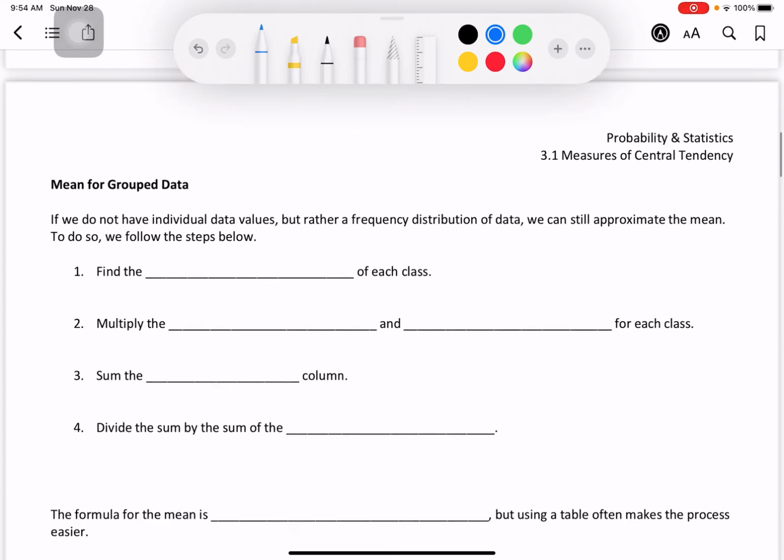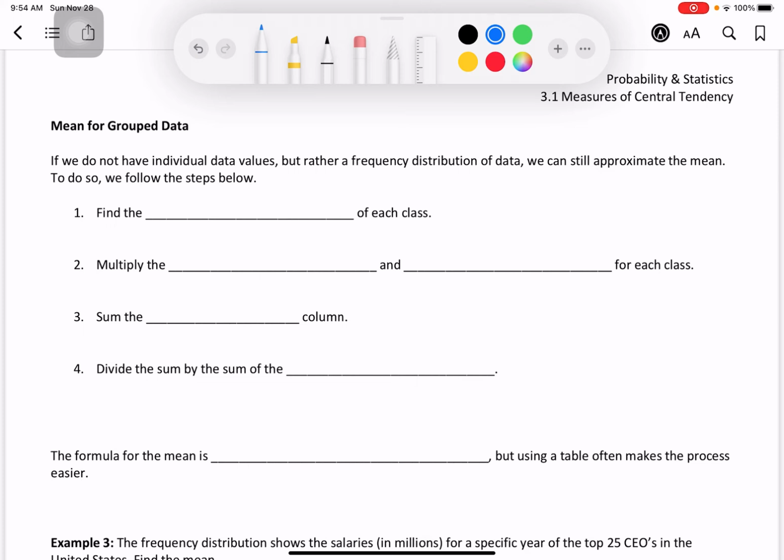Okay, so the mean for grouped data is a little bit more complicated. Okay? We're going to have to use something called the midpoint of each class. So if we do not have individual data values, but rather a frequency distribution of data, which happens often, we can still approximate the mean. Typically, it's pretty darn close to the actual mean. So we're going to find the midpoint of each class. Okay? This is how you do it.